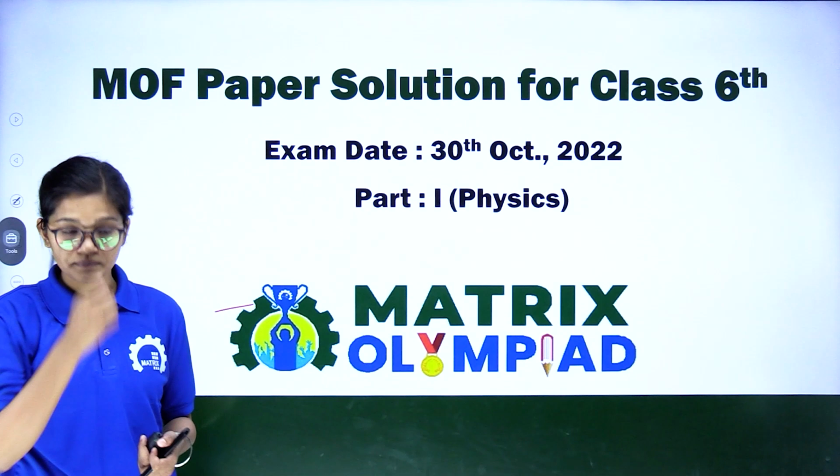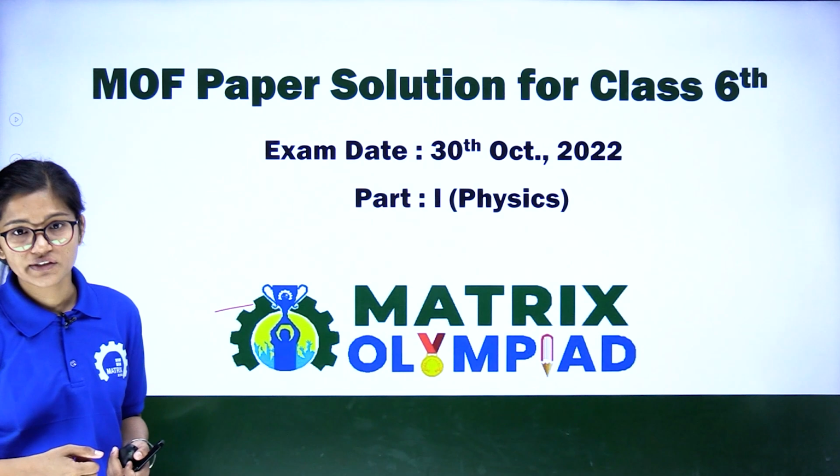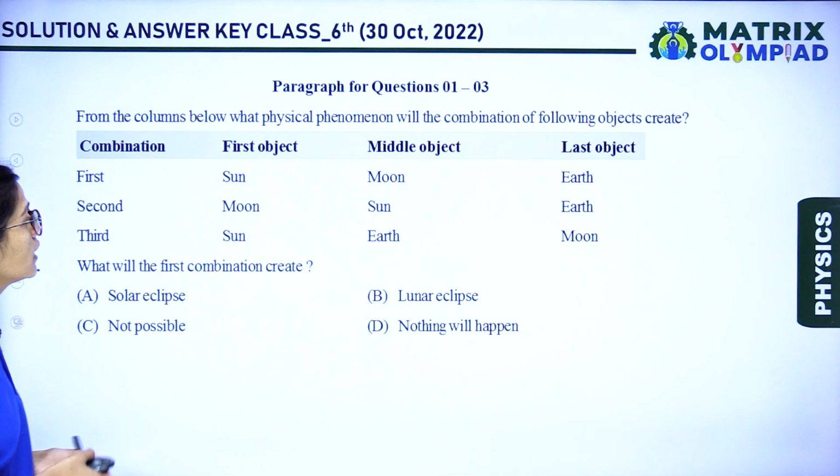We are going to hear the discussion of the MDCAT paper, and I am here to discuss the solution of the physics paper. So let's see the questions one by one. That is our first question. In the first question, three situations are given and we have to tell what each combination is called.